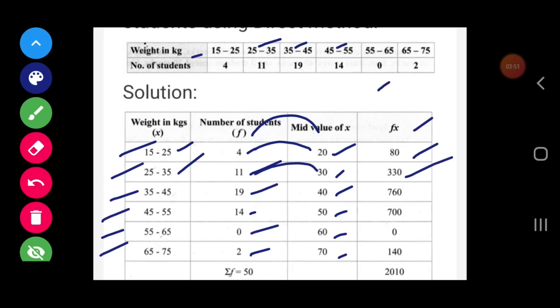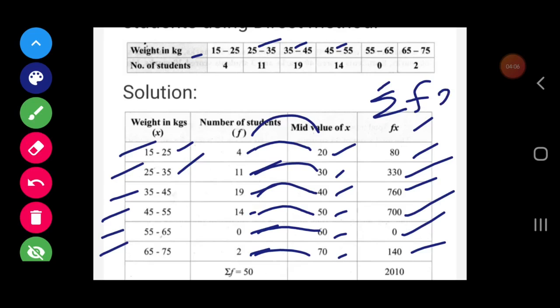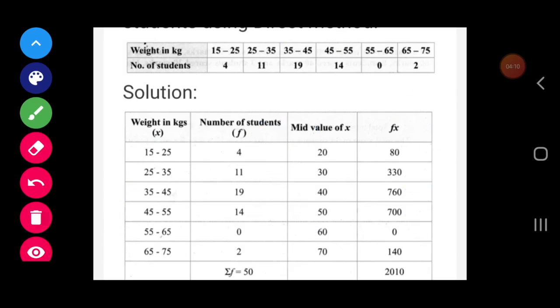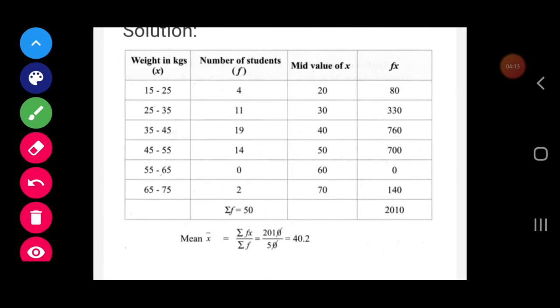11 into 30 is 330. 19 into 40 is 760. 14 into 50 is 700. 0 into 60 is 0. 2 into 70 is 140. Now we have to find the summation value, the summation of Fx, that is the sum of all these values. When we add these values we will get 2010.